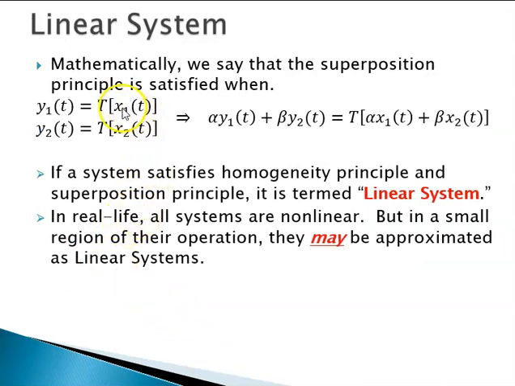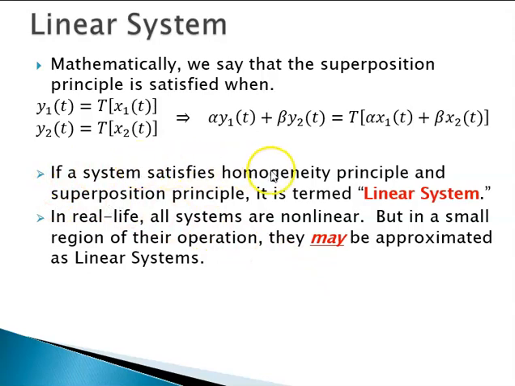Mathematically, we say that when x1 is the input, y1 is the output, and x2 is the input, y2 is the output, when both alpha x1 and beta x2 simultaneously act onto the system, that is, alpha x1 plus beta x2 is given as input to the system with operator T, then if the output is the same combination, you see here alpha y1 plus beta y2. If such a thing is happening, we say that the system is satisfying the superposition principle.